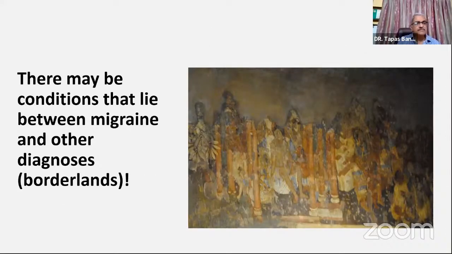Then we have conditions that can lie between migraine and other diagnoses, which we call borderland. Borderlands are entities which are not really coming into the classical picture of one disease like migraine, nor falling into a classical picture of another disease like stroke or epilepsy. So it is sitting on the fringes of all these diseases. Now, this borderland word is derived from the very famous book by Sir William Gowers, a very famous epileptologist and neurologist. He wrote this book, Borderland of Epilepsy. And from there, we have so many other borderlands now, borderland of stroke, borderland of migraine.